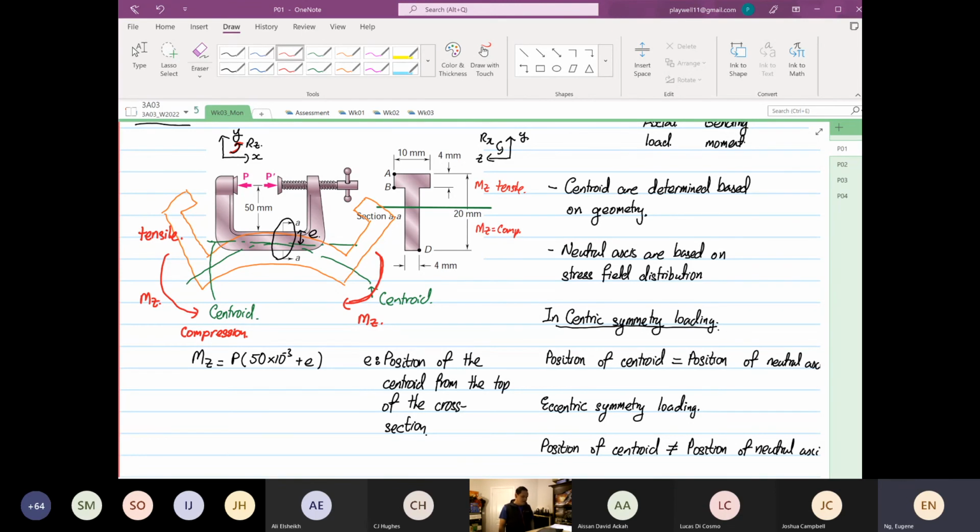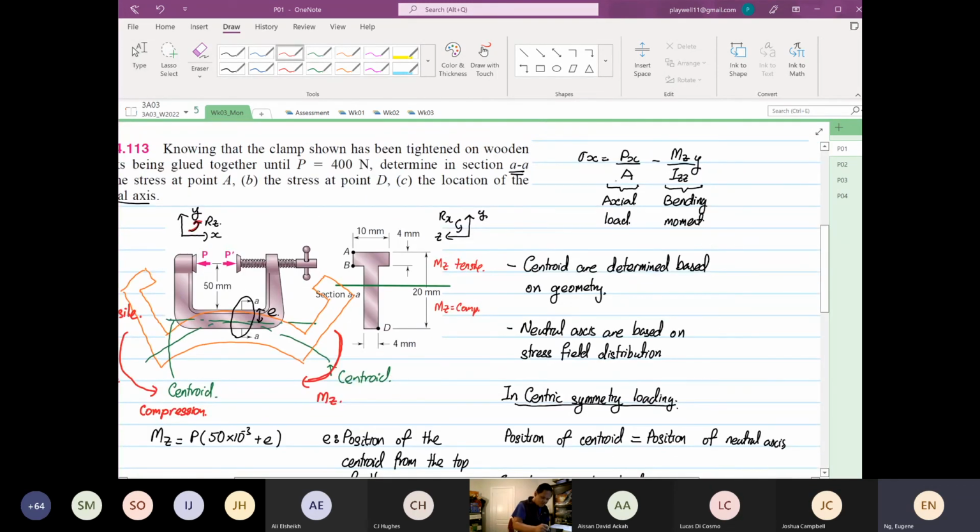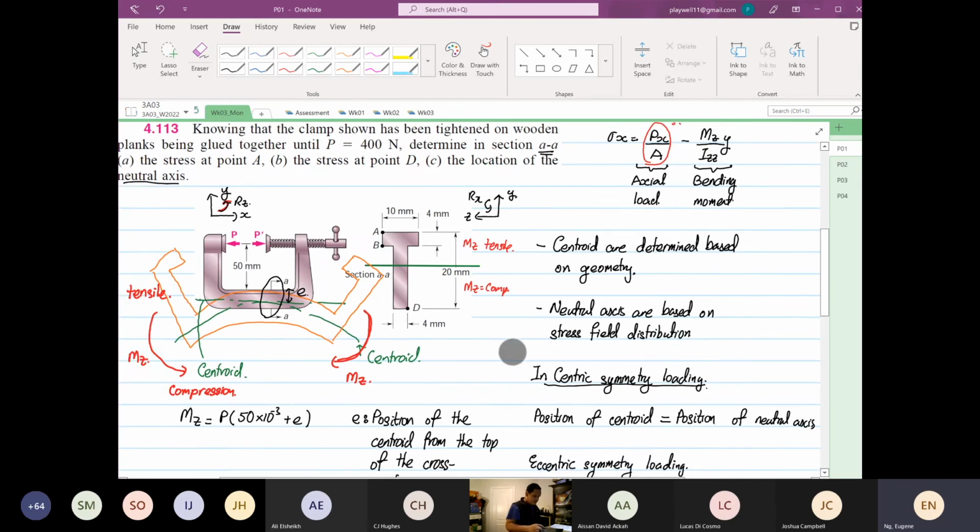How about due to the axial load? We have settled the moment, now we have to consider what is happening with the axial load. What is happening down here? The axial load can be tensile, and it also can be compression. I repeat again, the axial load can be in tensile, also can be in compression. So let's check what it is.